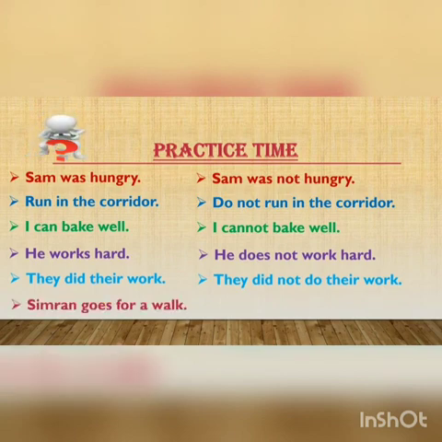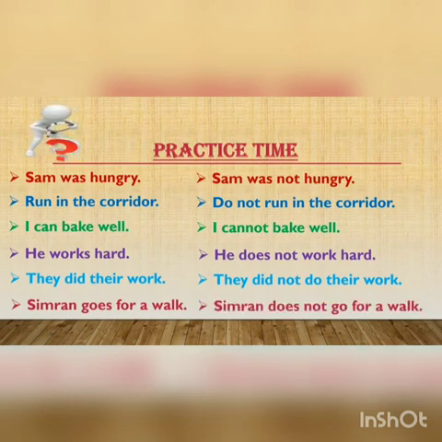Let's try the next one. Simran goes for a walk. This does not have a helping verb. It is not an imperative sentence. And the verb here is goes. Goes is in simple present tense. That means we have to now check the subject. And the subject is Simran. That is again singular. So that means we have to use does not here. So your answer will be Simran does not go for a walk.